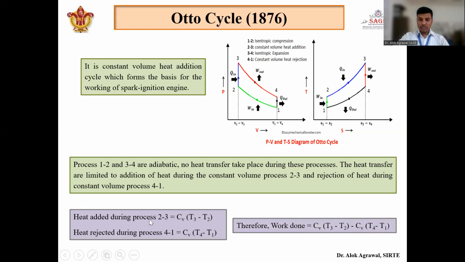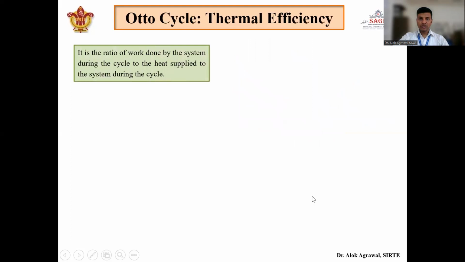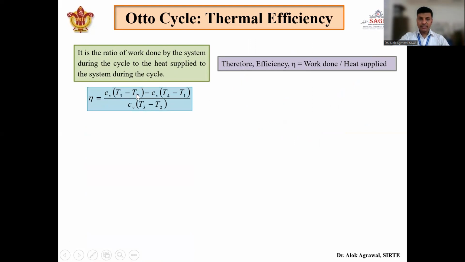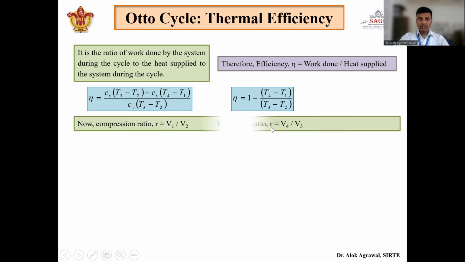What is the work done? It is heat input minus heat output. So the work done will be Cv (T3 minus T2) minus Cv (T4 minus T1). Now, what is efficiency? Efficiency is output upon input. Here the output is work done and the input is heat supplied. So we can write efficiency as Cv (T3 minus T2) minus Cv (T4 minus T1) as work done, and Cv (T3 minus T2) as heat supplied. Cv will cancel out, and we can write it as 1 minus (T4 minus T1) upon (T3 minus T2).